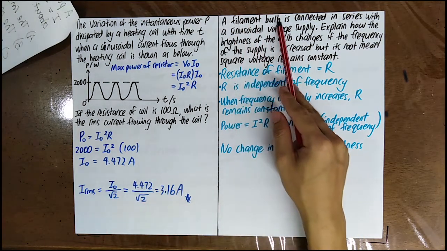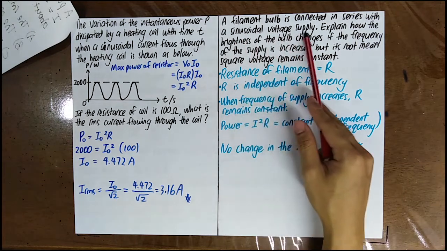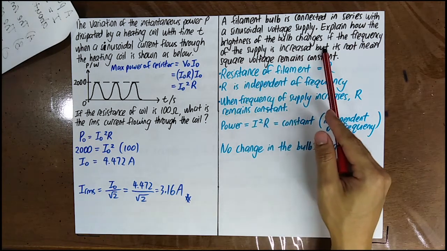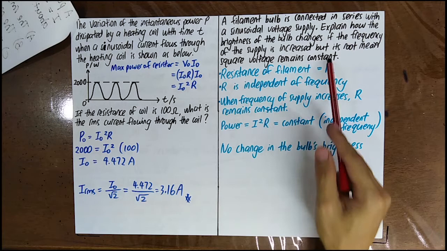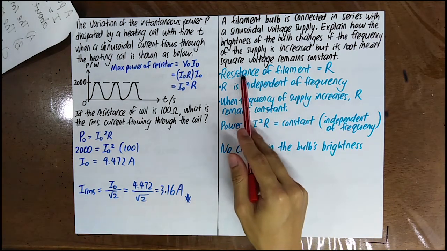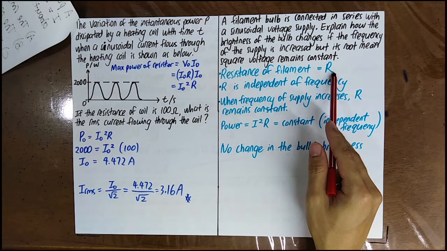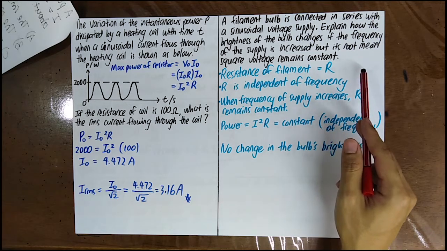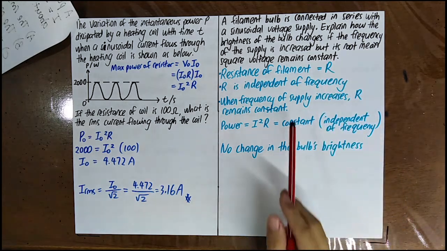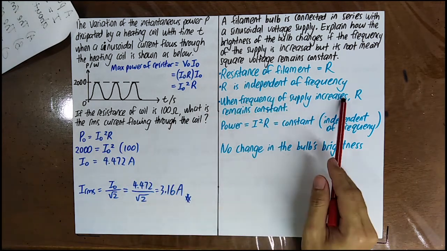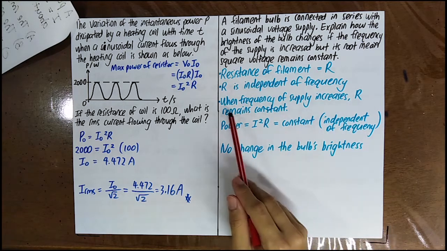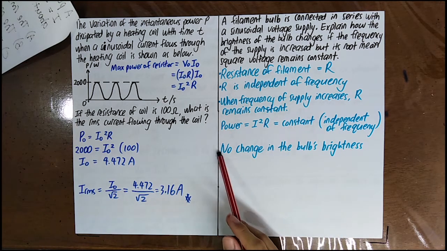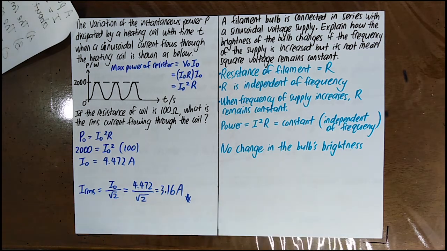Okay, now a filament bulb is connected in series with a sinusoidal voltage supply. Explain how the brightness of the bulb changes if the frequency of the supply is increased but its root mean square voltage remains constant. You know that the resistance of the filament is R. That means it is independent of frequency, because you can see no omega inside the formula. So no matter how the frequency increases or decreases, the R will always remain the same. So the power is constant. So we will say that there is no change in the bulb's brightness.